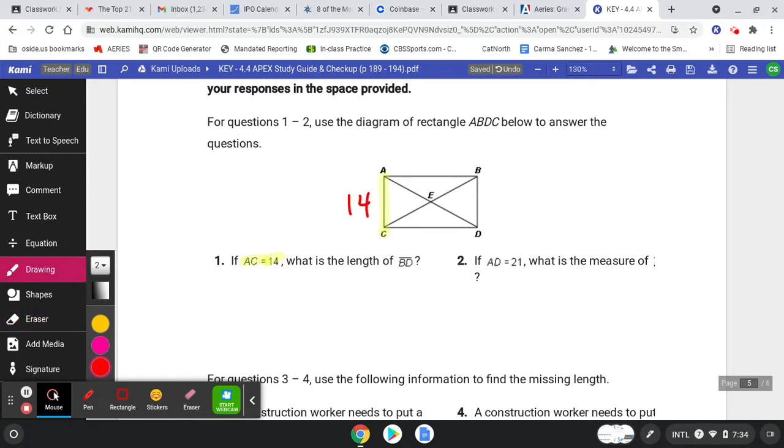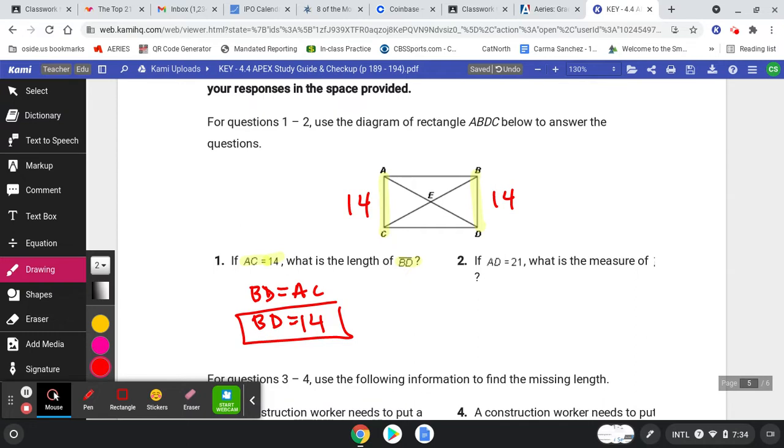Then what is the length of BD? Well, we know that opposite sides are congruent. So here's how you would show the work. You would show that BD equals AC because opposite sides are congruent. And so we could say that BD is also equal to 14.